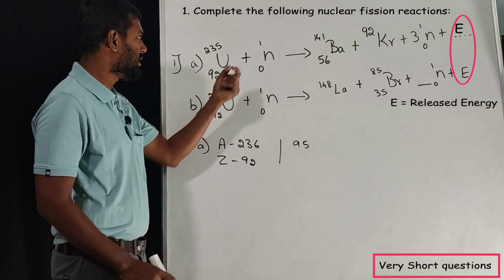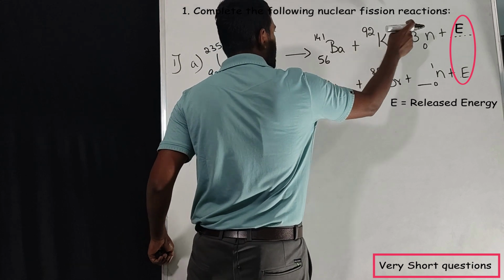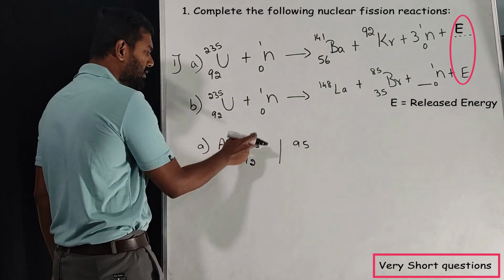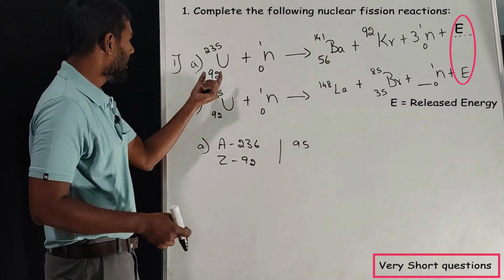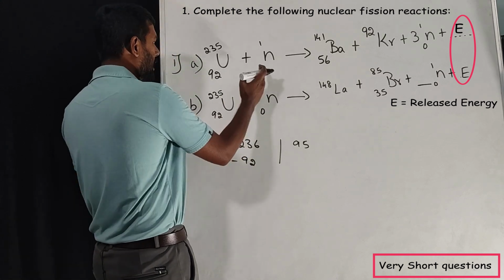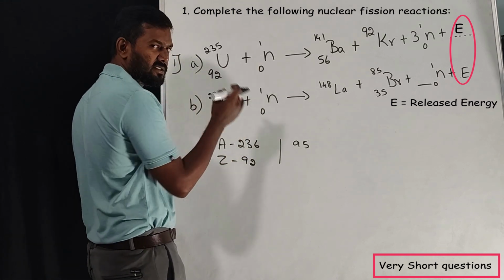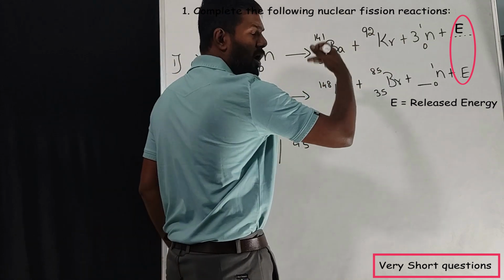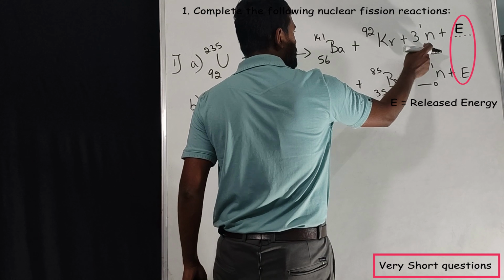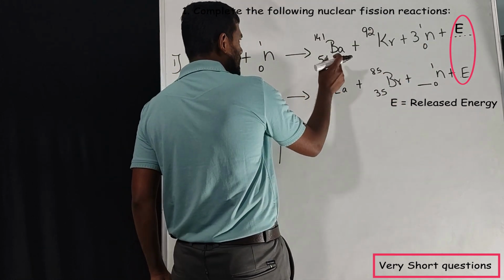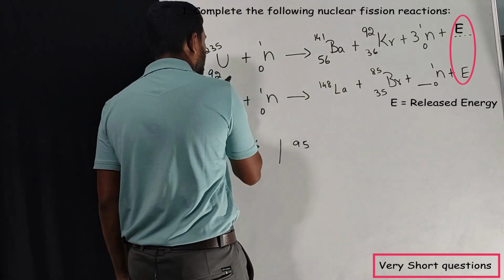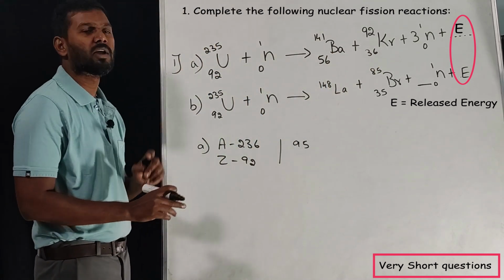So when you add all these things, this one and 3 into 1, you should get the complete mass number, that is nothing but 236. Next we'll go for this one. 92 is the atomic number. Here 92 plus 0, the complete atomic number on the LHS is 92. When you add on the RHS, you should get 92 only. When it comes to neutron, it is 0. 3 into 0, again it is 0. Now we have 56, and if I write 36 here, 36 plus 56 will get 92. That's it, this is how you can complete the equations.